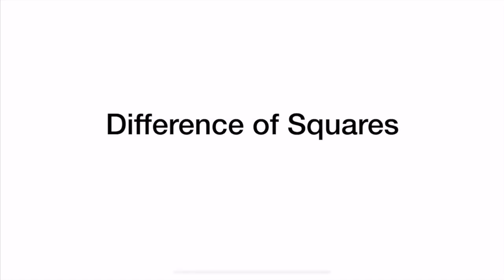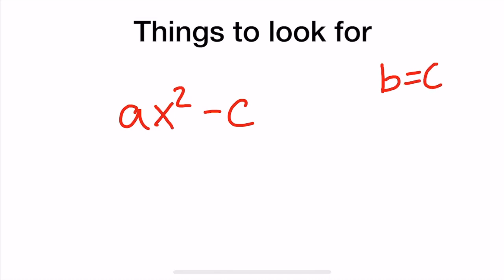So now we're going to talk about the difference of squares technique. Now, this only works when we are in a very specific format, and that format is ax² minus c. In other words, b has to equal 0 for this to work. The other thing that we always need to make sure that we're on the lookout for is any sort of common factors. We will want to pull those out before we start anything whenever those occur.